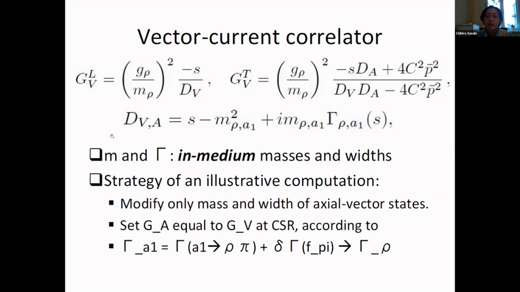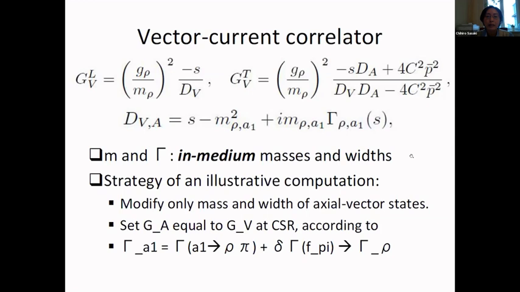And then in principle, the masses and width that appear in those two formulas must be evaluated in the medium, in the presence of medium. Okay, so therefore they are fully dressed quantities in principle. But of course, practically, it's rather hard to implement everything at once.